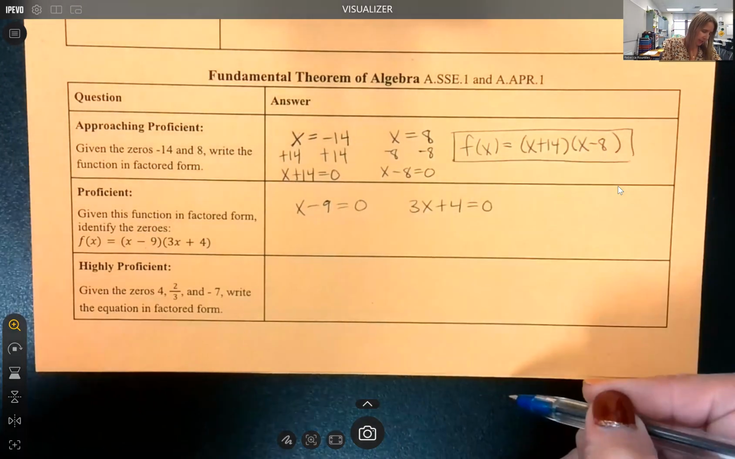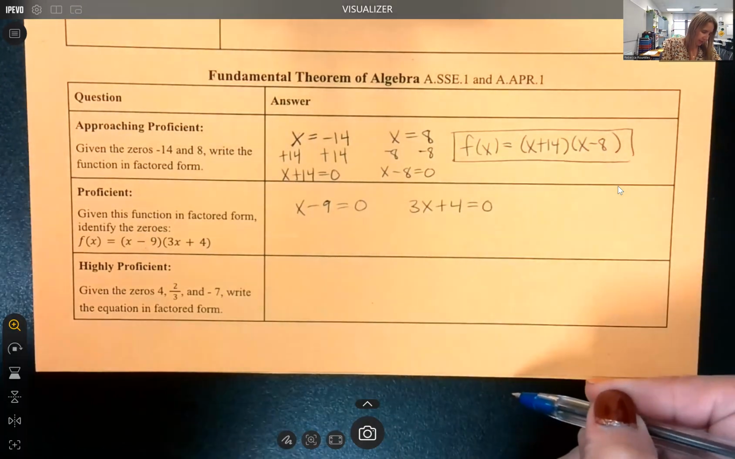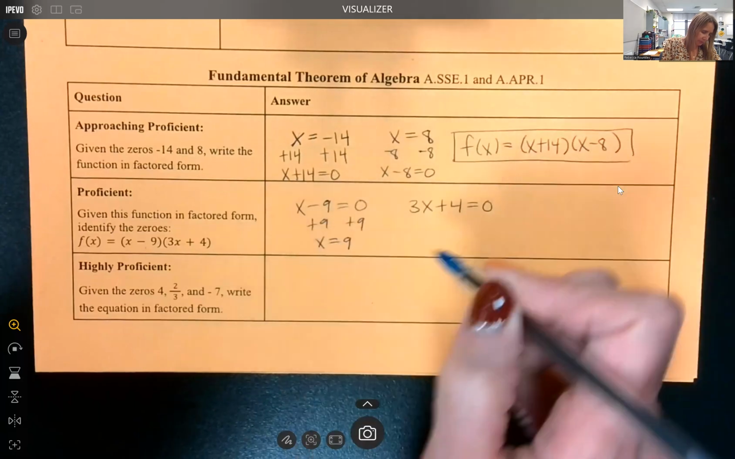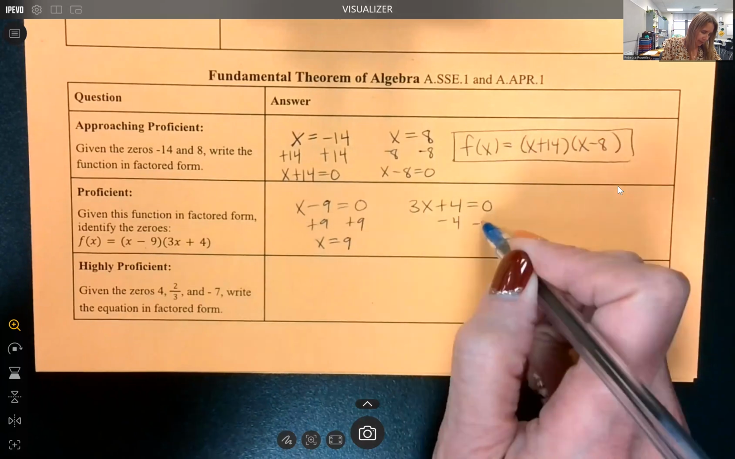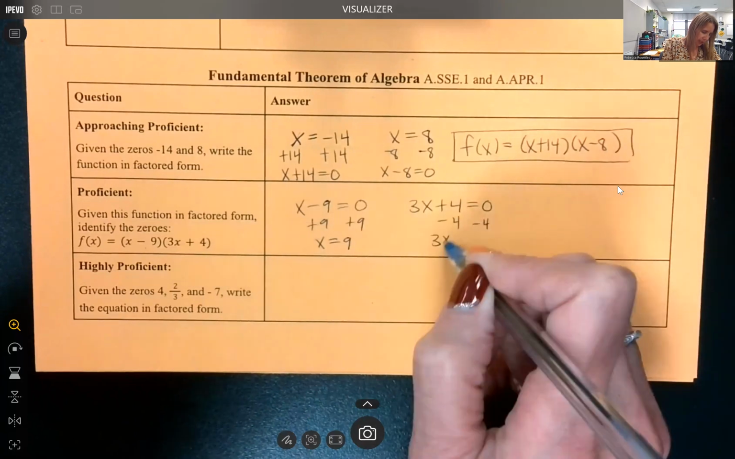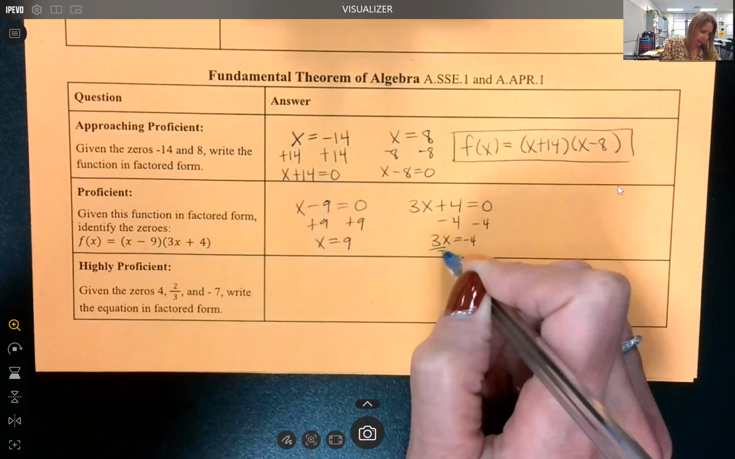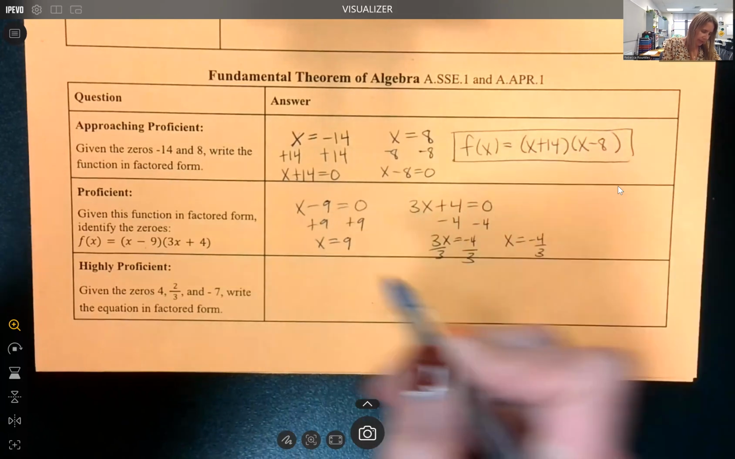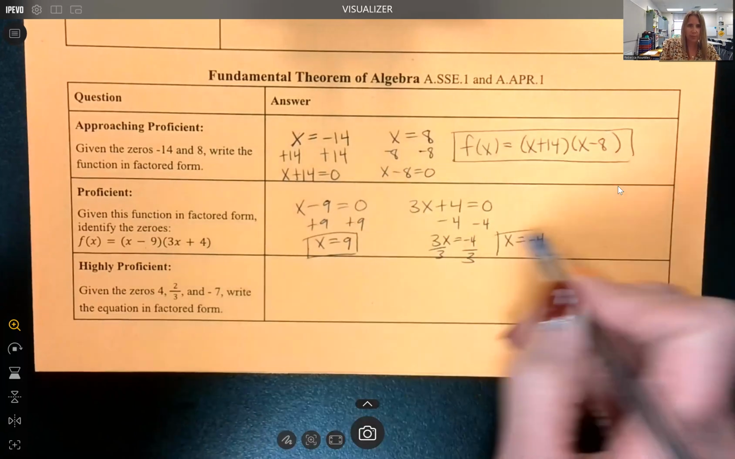So I'm going to add 9 on this one, and we get x equals 9. Subtract 4, and divide by 3. And that's okay that we have a fraction. So we have two zeros, x equals 9 and x equals -4/3.